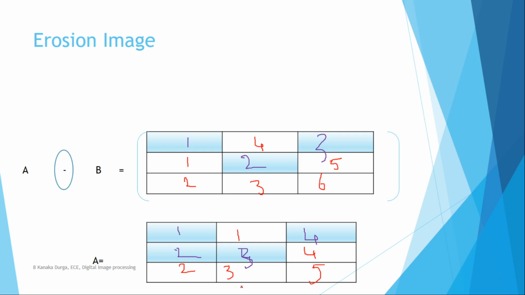So in this, the object size has decreased, but observe the background. The background of the original image has only 5 pixels. In the erosion of the image, the background values have increased: 1, 2, 3, 4, 5, 6. Nothing but the object size is going to decrease, but for the background our size is going to increase. This is the main observation with respect to erosion of images.